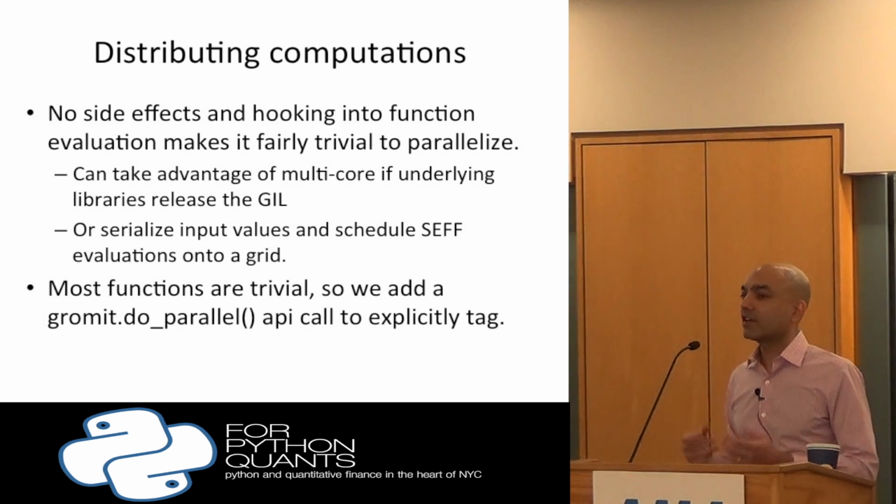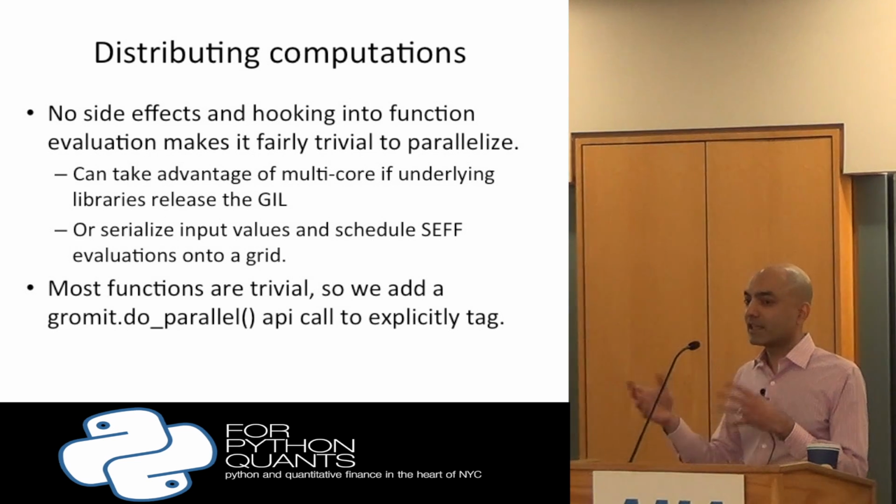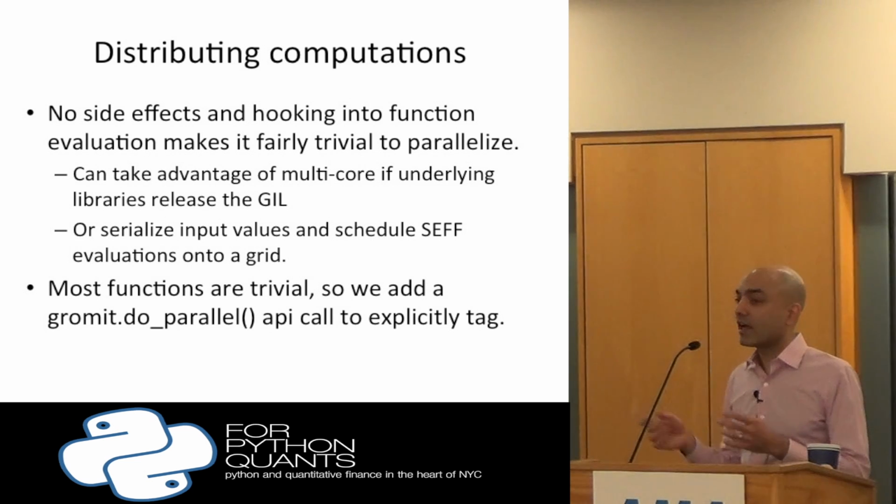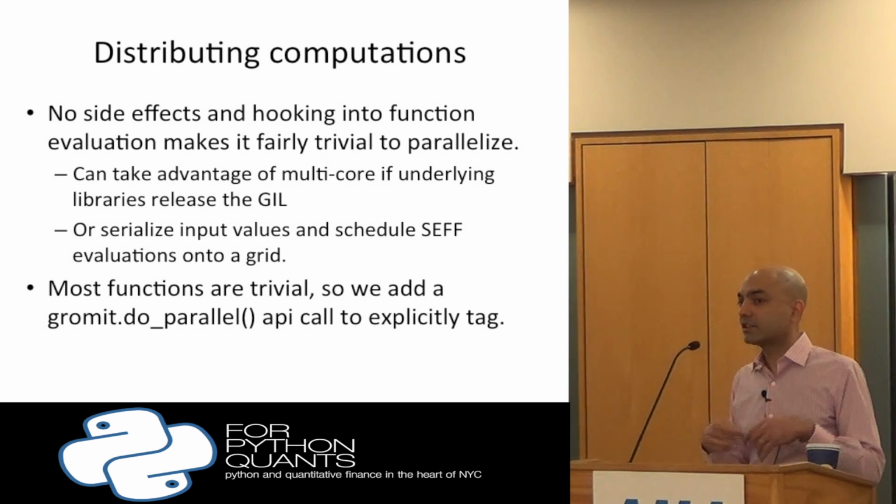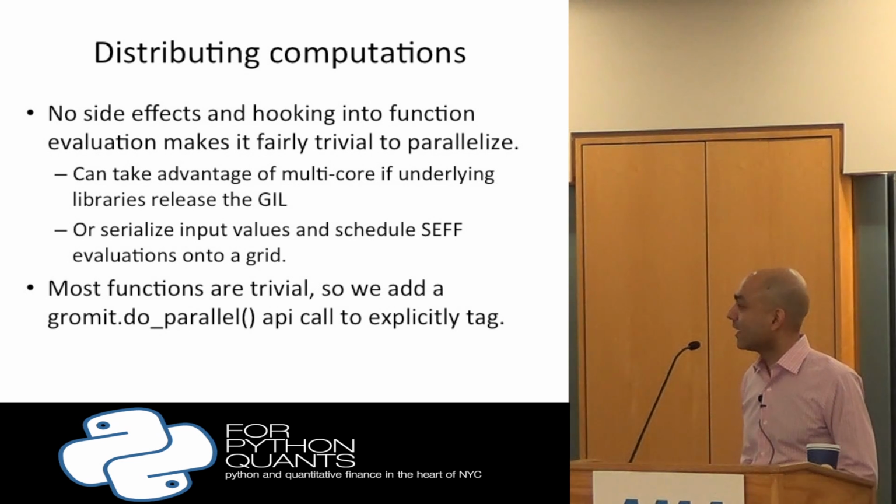Or if of course your underlying libraries don't release the GIL, you can simply take your input values, serialize them, and schedule that onto a grid, get a computation back, and you're guaranteed it's going to be the same, right? Because it's side effect free, supposedly. And pickleable, I forgot, right? You have to be able to pickle things, be able to pickle them efficiently, and things like that.